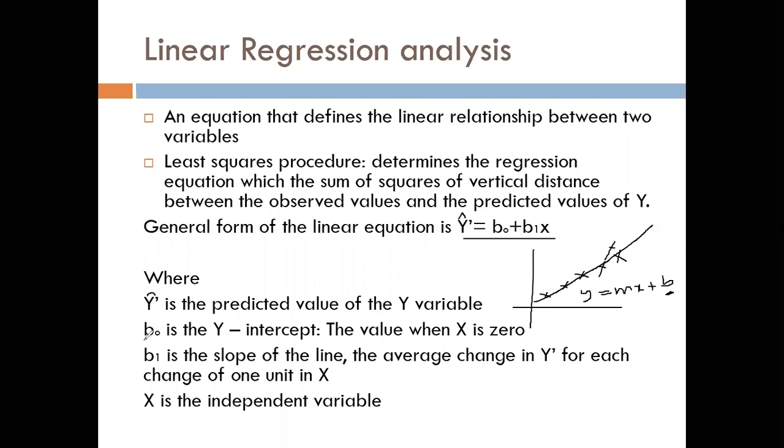Then we have beta naught, the y-intercept, that is when x is equal to 0. This whole term will go to 0, so y estimate will become beta naught, the y-intercept. And beta 1 is the coefficient of the predictor.